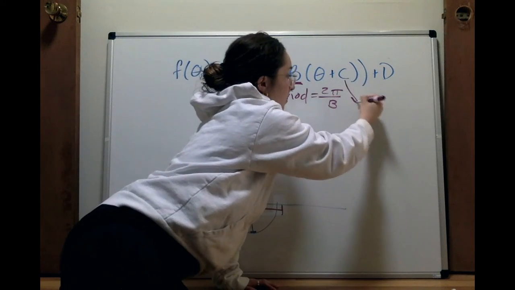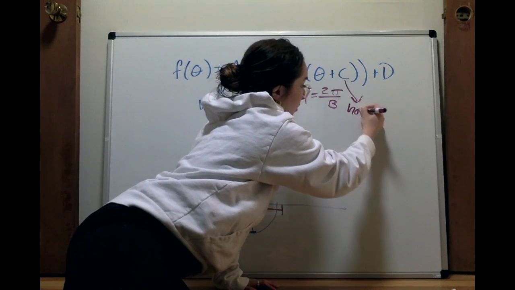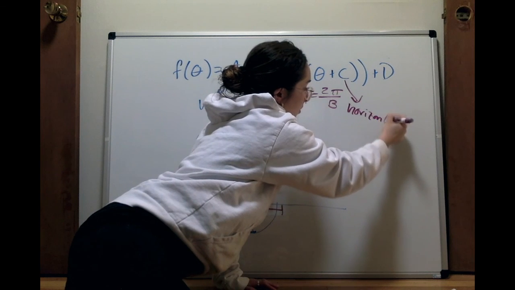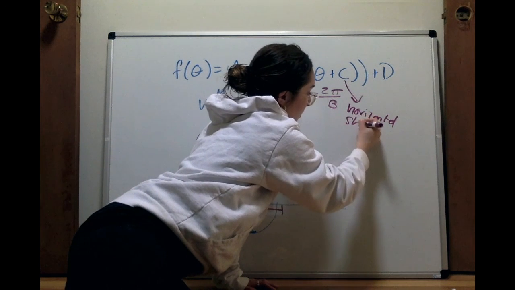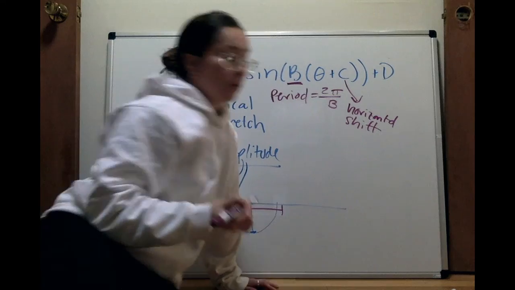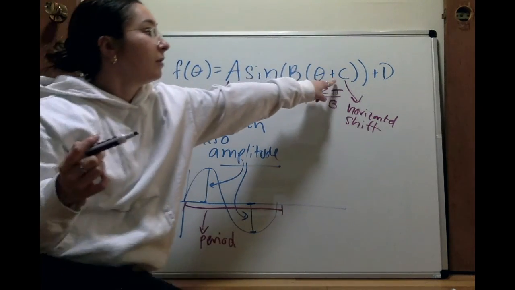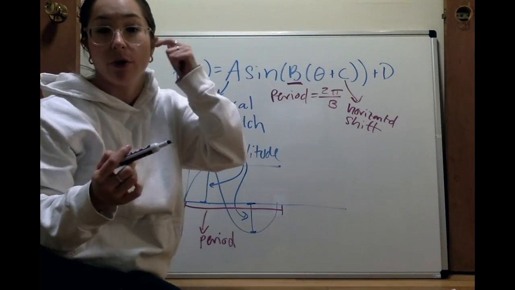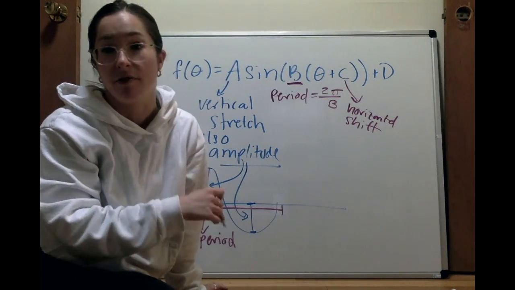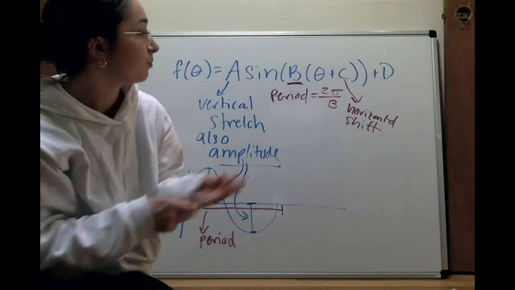This c is going to be our horizontal shift. And it's the opposite of the direction. So like if it's plus something, it's to the left. If it's minus, it's to the right.